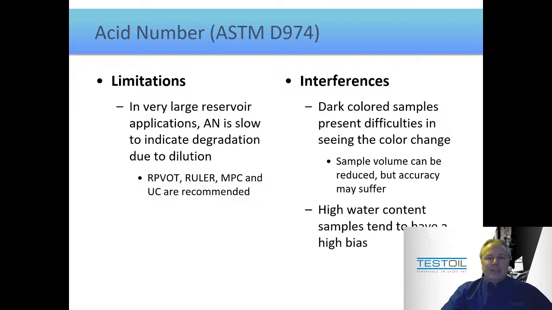Now, the limitation to this test is that acid number, to be fair, tends to be a bit of a lagging indicator when it comes to very large reservoirs. So if you've got, say, more than 200 gallons of oil, you're going to find your acid number does not react as quickly as some of your other tests, like RULER or even RPVOT.